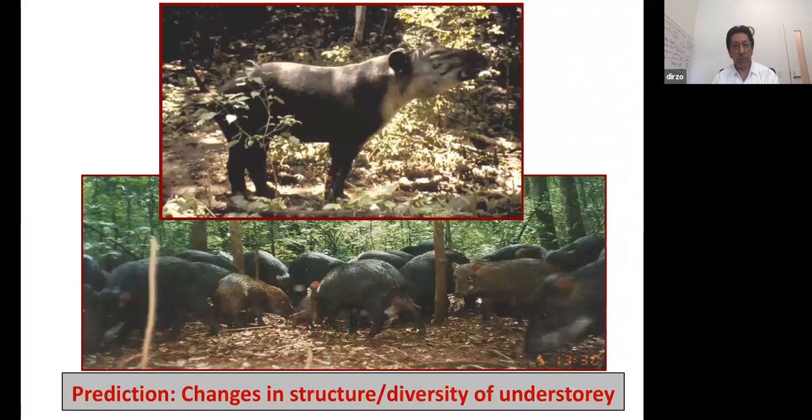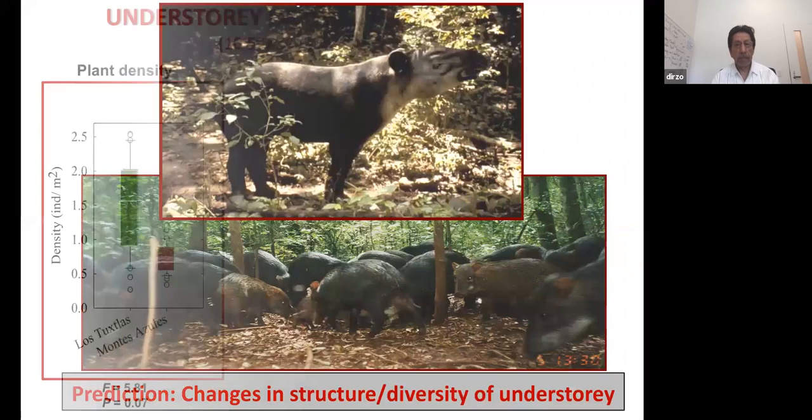Seed predation, in particular predation of medium and large seeds. These animals are not going to go for small seeds, they're going to go for medium and large seeds. And of course, the effect of trampling, deposition of nutrients, soil turnover, all kinds of ecological processes that are going to be impacted by the presence or absence of these animals in the forest. So let me look at the prediction that the absence of these animals should have consequences in the forest understory.